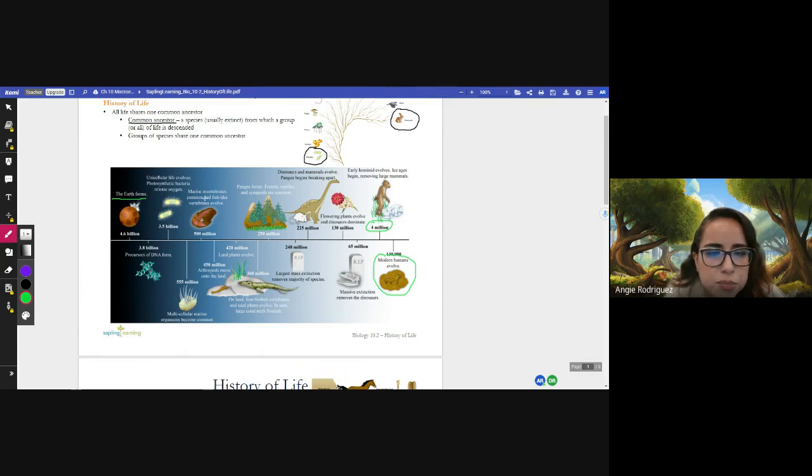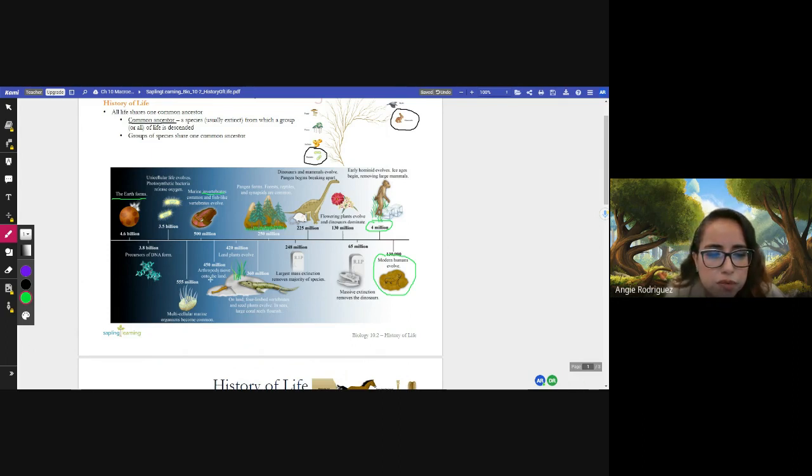Then marine invertebrates became more common, and more fish-like vertebrates evolved. Remember, guys, invertebrate means that it doesn't have a spinal column or a spinal cord, and vertebrates do, okay? Then we start to see more multicellular marine organisms that become more common in the ocean. Remember, marine, aquatic, those are in the water.